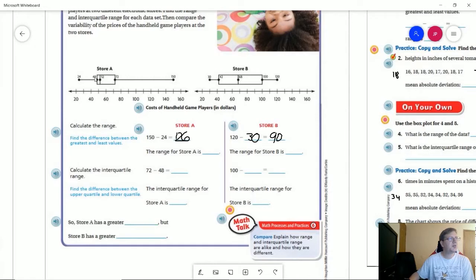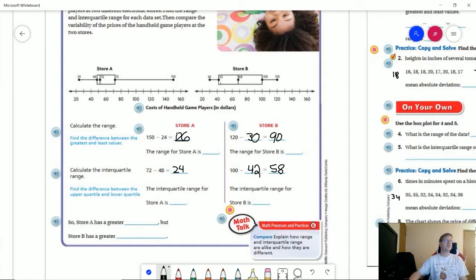And then for the interquartile range, we are looking at the distance between the value for our upper quartile to the value for our lower quartile. So 72 minus 48 would give us a total of 24. And so for our other one, we are looking at 100 minus 42, which would give us a value of 58. And so one of the things that end up working out for this is we have a larger range, but a smaller interquartile range. For store B, we have a smaller range, but a larger interquartile range.